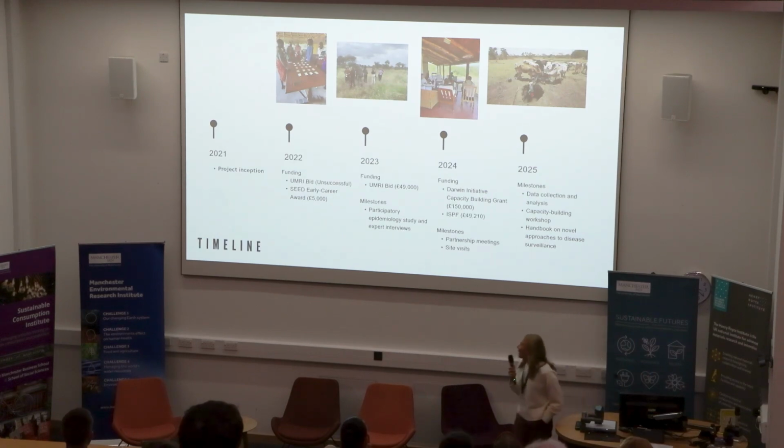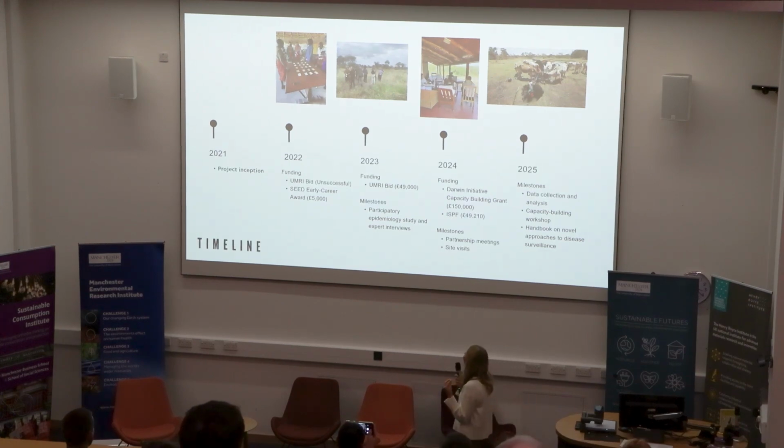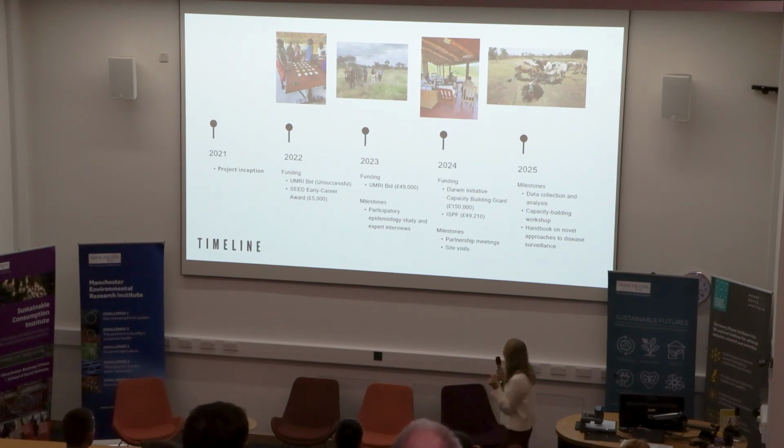Just to quickly look through the timeline, this is still very much in the works. We applied in 2022 for UMRI. We weren't successful the first time around. We got a small early career award, or I did at that point. The next year we applied for UMRI again with a better defined project, and we were successful. We began doing a participatory epidemiology study, which I'll come back to shortly. This year we got Darwin funding, which is from DEFRA, in order to build out our UMRI work in 2 different case study sites. We also got ISPF to begin looking at water disease specifically, which Suzanne's lab is doing.